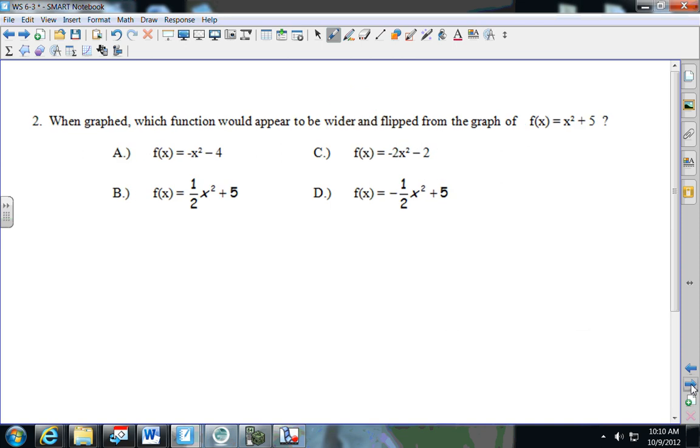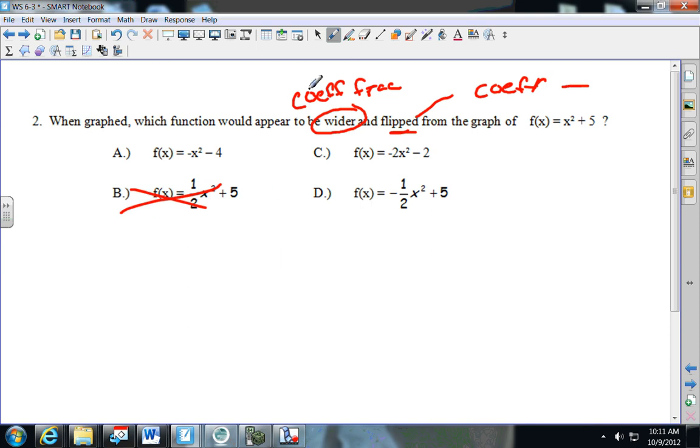On the next problem, it said when graphed, which function would appear to be wider and flipped? Well, wider, I know that my coefficient needs to be a fraction. But what makes something flipped? What makes it open downward? The coefficient needs to be negative to make it open downward. Okay? So first off, I need it to open downward. So negative coefficient. That one's positive. It's not B. But now I need a coefficient to be a fraction. So the answer would be D.